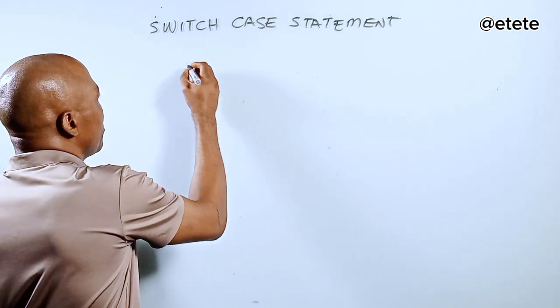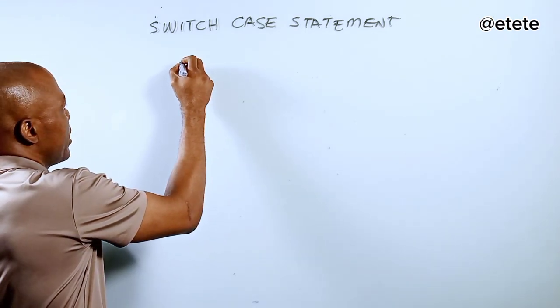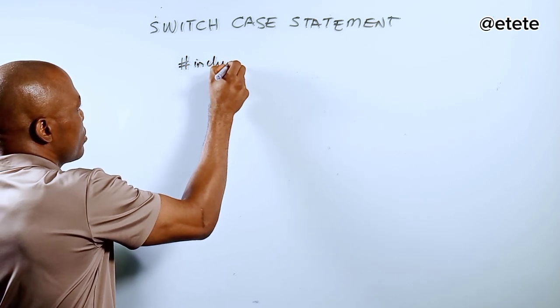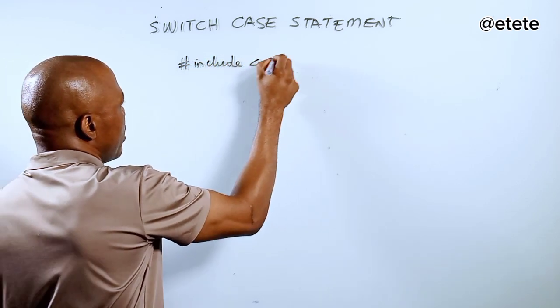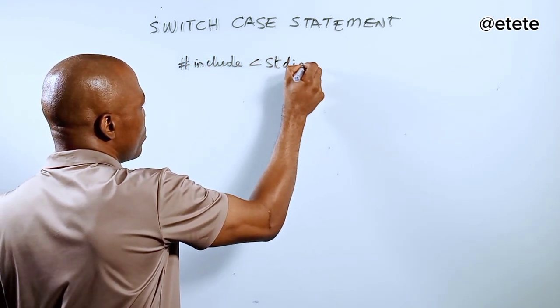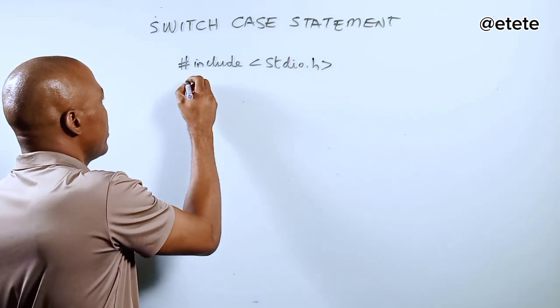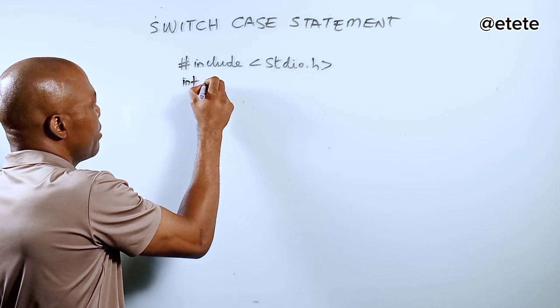Now, I'm going to write a program to demonstrate that. I will say include stdio.h. This is for the print function. Then I will say int main.